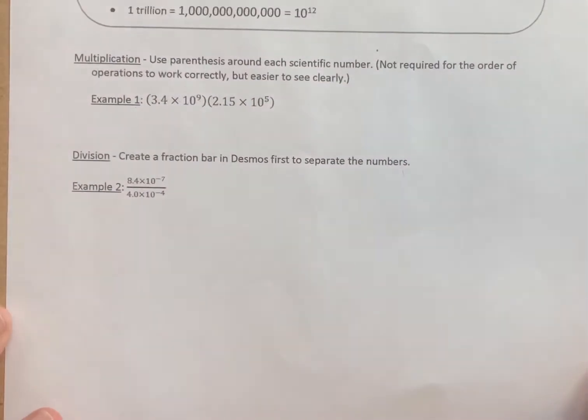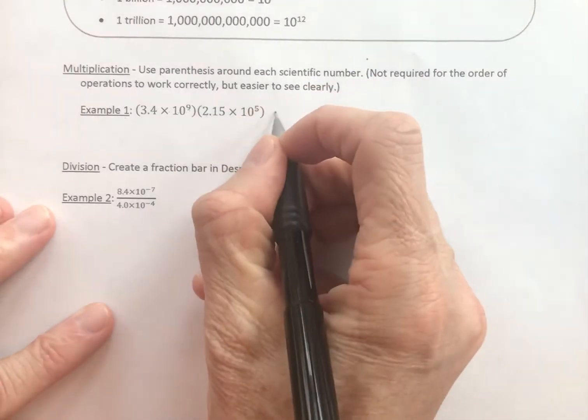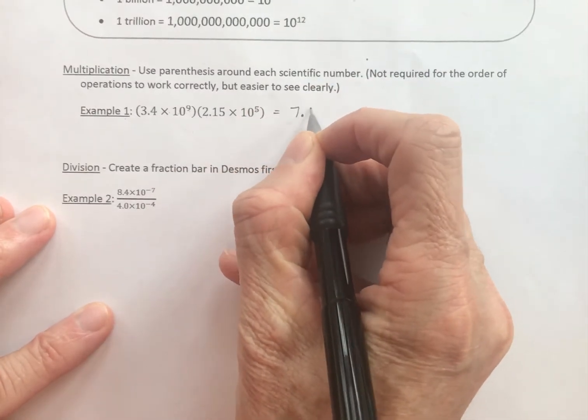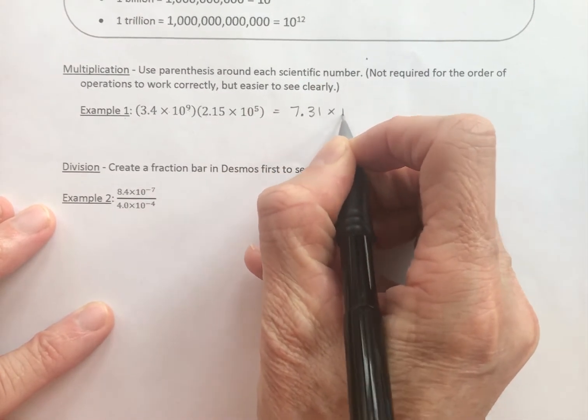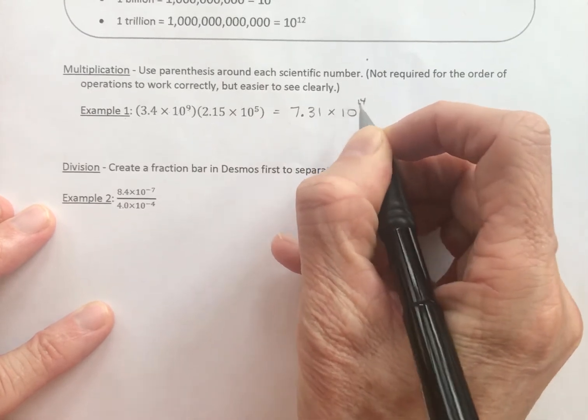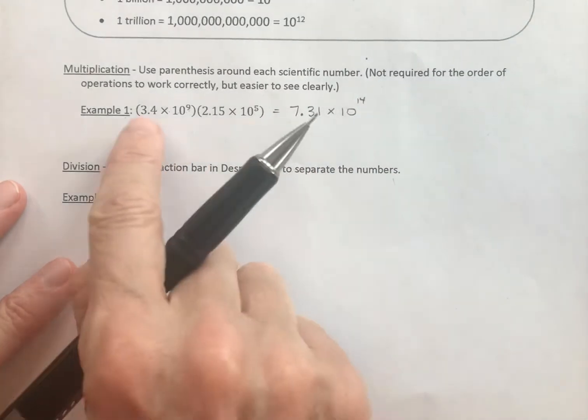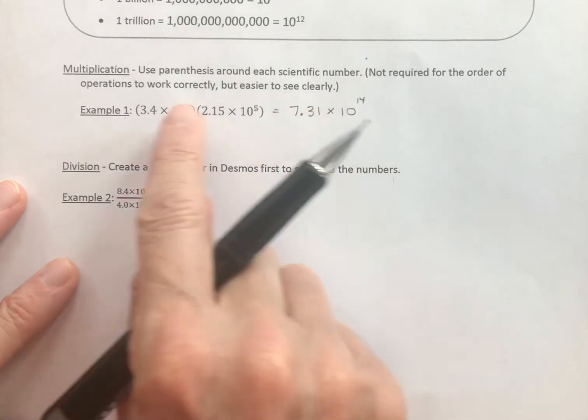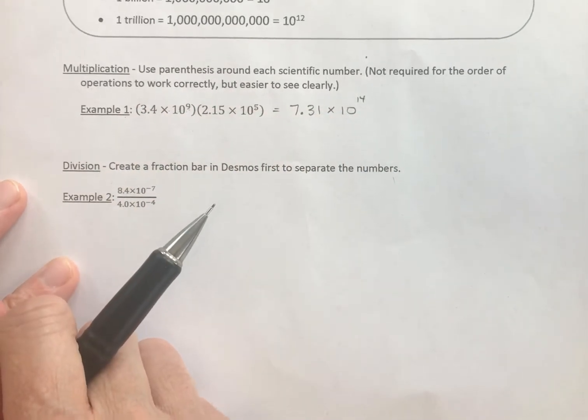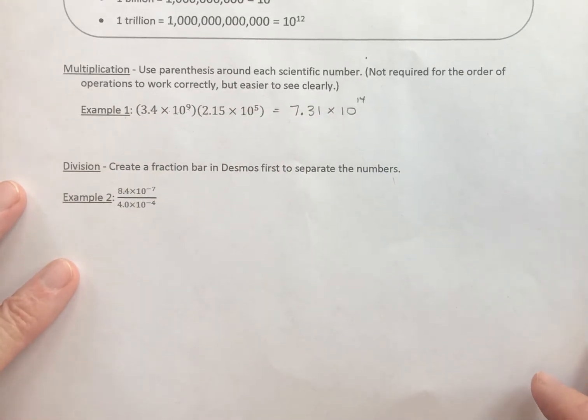Come back into here, make sure you can see it. So this is 7.31 times 10 to the 14th. I'm not concerning ourselves with how you actually do this by hand. We're going to make use of a calculator to do these calculations.